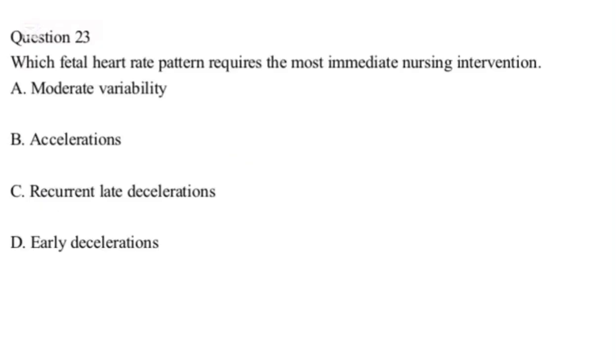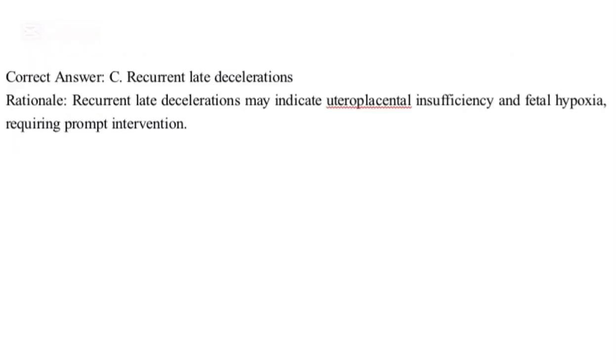Question 23. Which fetal heart rate pattern requires the most immediate nursing intervention? A. Moderate variability. B. Accelerations. C. Recurrent late decelerations. D. Early decelerations. Correct answer, C. Recurrent late decelerations. Rationale: recurrent late decelerations may indicate uteroplacental insufficiency and fetal hypoxia, requiring prompt intervention.